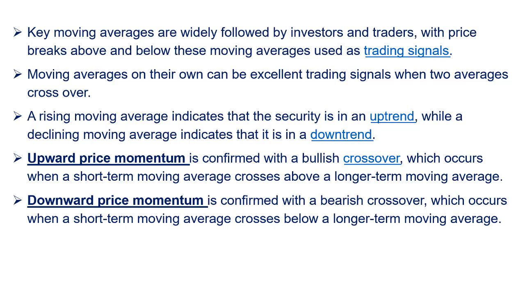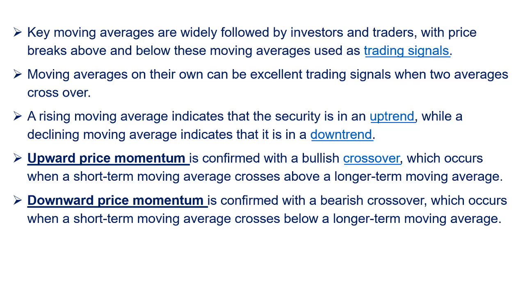Moving averages on their own can be an excellent trading signal when two averages cross over. A rising moving average indicates that a security is in an uptrend, while a declining moving average indicates that it's in a downtrend. Upward price movement is confirmed with a bullish crossover, which occurs when a short-term moving average crosses above a longer-term moving average, and downward price momentum is confirmed with a bearish crossover, which occurs when a short-term moving average crosses below a long-term moving average.